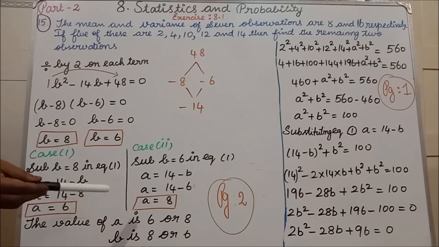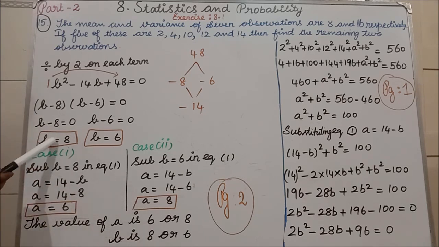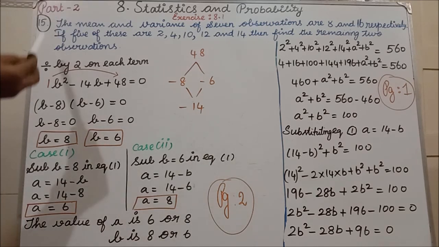Therefore, the value of a is 6. Either it can be 6 or it can be 8. Similarly, the value of b can be 8 or it can be 6. Clear? So what are the 2 observations? For a, it can be 6 or 8. For b, it can be 8 or 6. Clear? That's all. The problem is over. Clear, students, all of you?